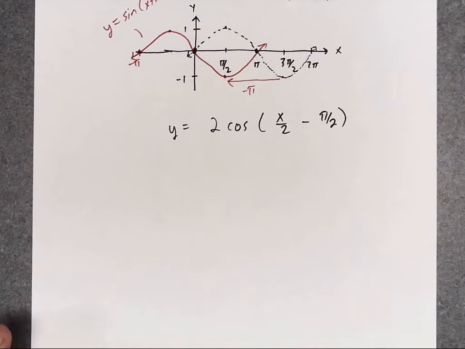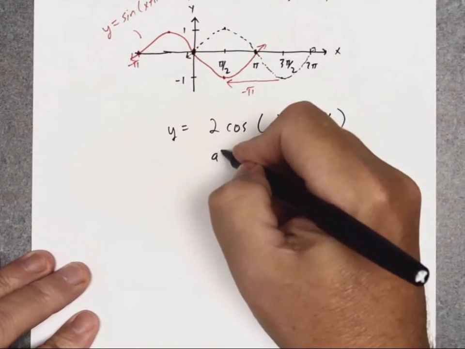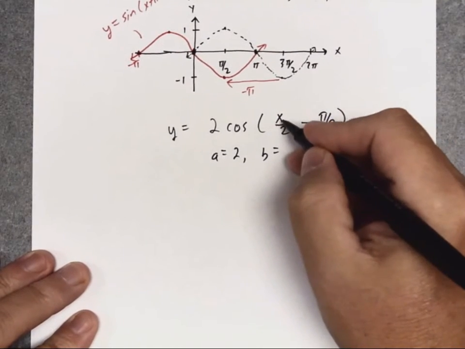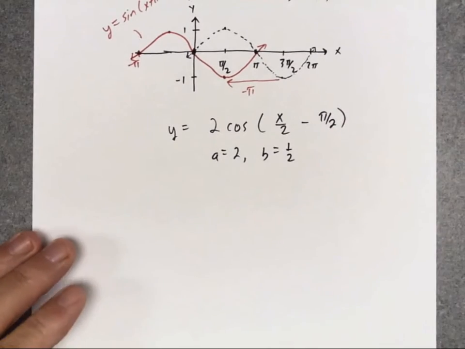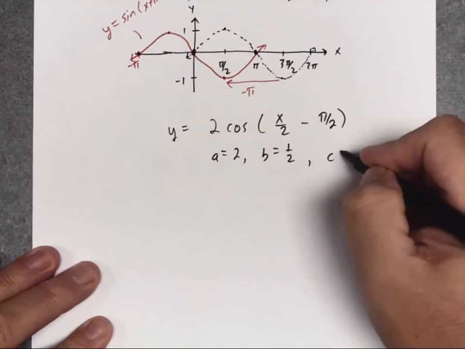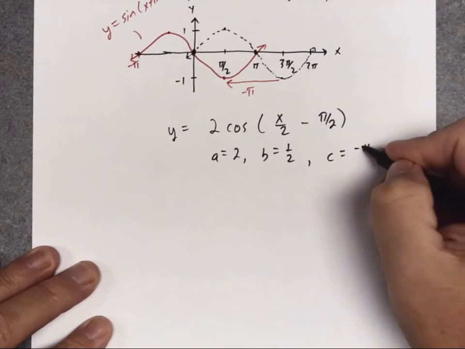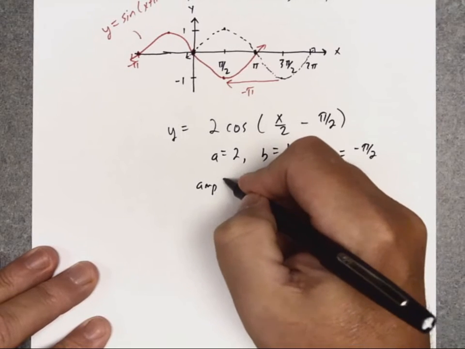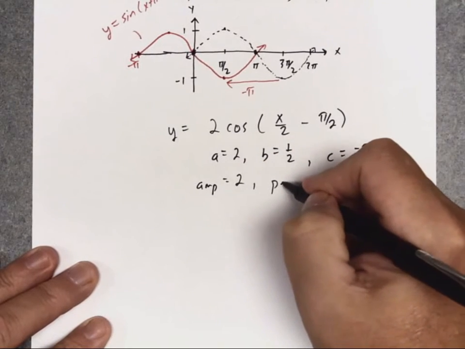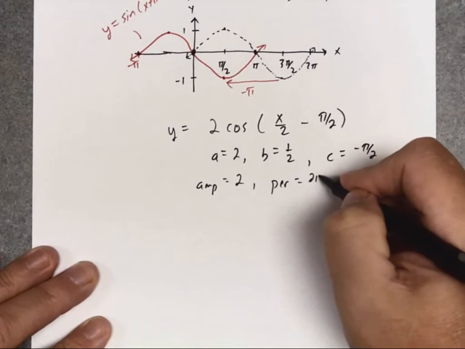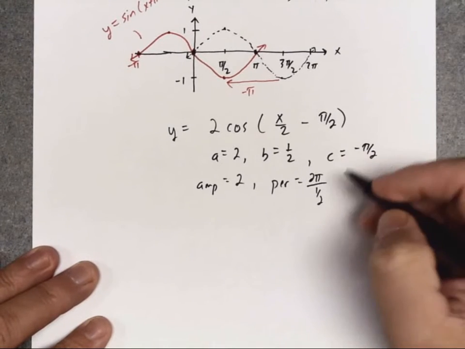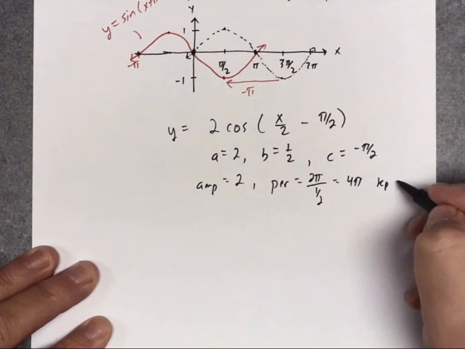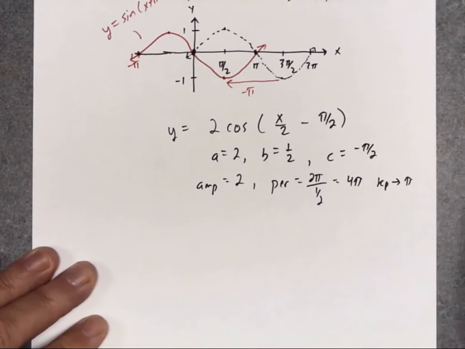All right, let's just start out. Even though it looks a little confusing, let's just figure out that A is 2. The B, whatever's in front of the x, we would say there's a 1/2 in front of the x. And the C is negative pi over 2. So we'd say the amplitude is going to be 2. The period, which is 2 pi over B, is going to be 4 pi, and my key points are going to be pi.